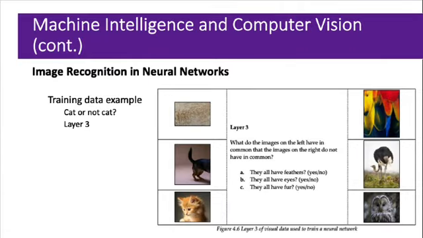Layer 3. What do the images on the left have in common that the images on the right do not have in common? A. They all have feathers. B. They all have eyes. C. They all have fur.